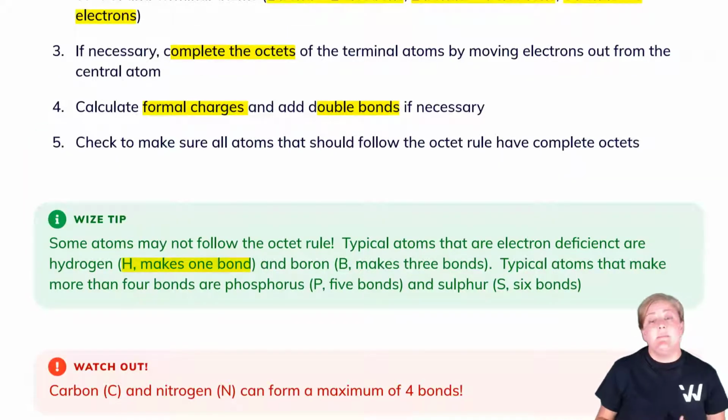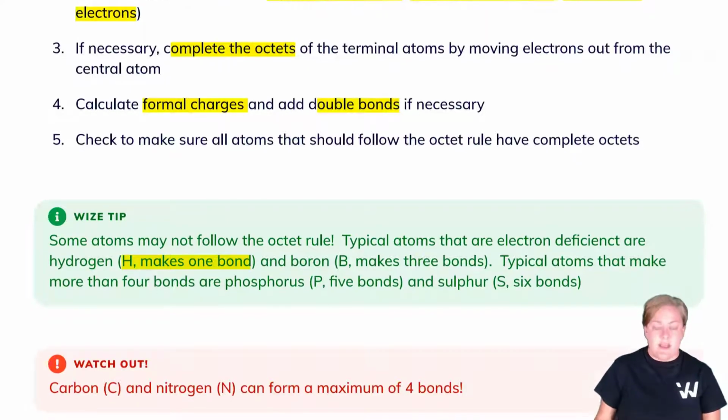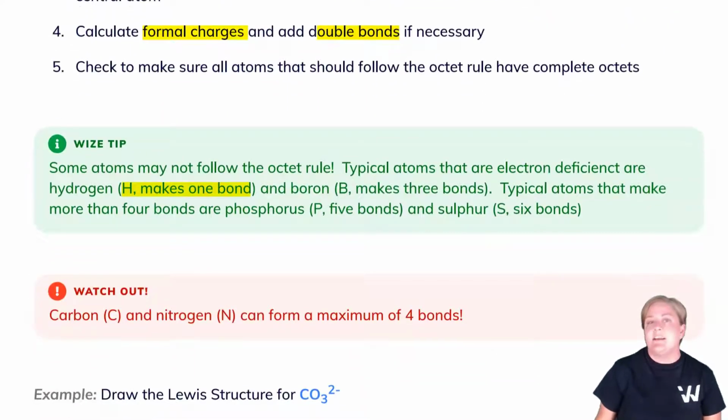Typical atoms that can make more than 4 bonds are going to be phosphorus, which can make 5, and sulfur, which can make 6. But a really important thing to watch out for in all of organic chemistry is that carbon and nitrogen can only ever make a maximum of 4 bonds. This is a really common mistake that students will make, especially with nitrogen. So ensure that they never make more than 4 bonds, because that will never happen.